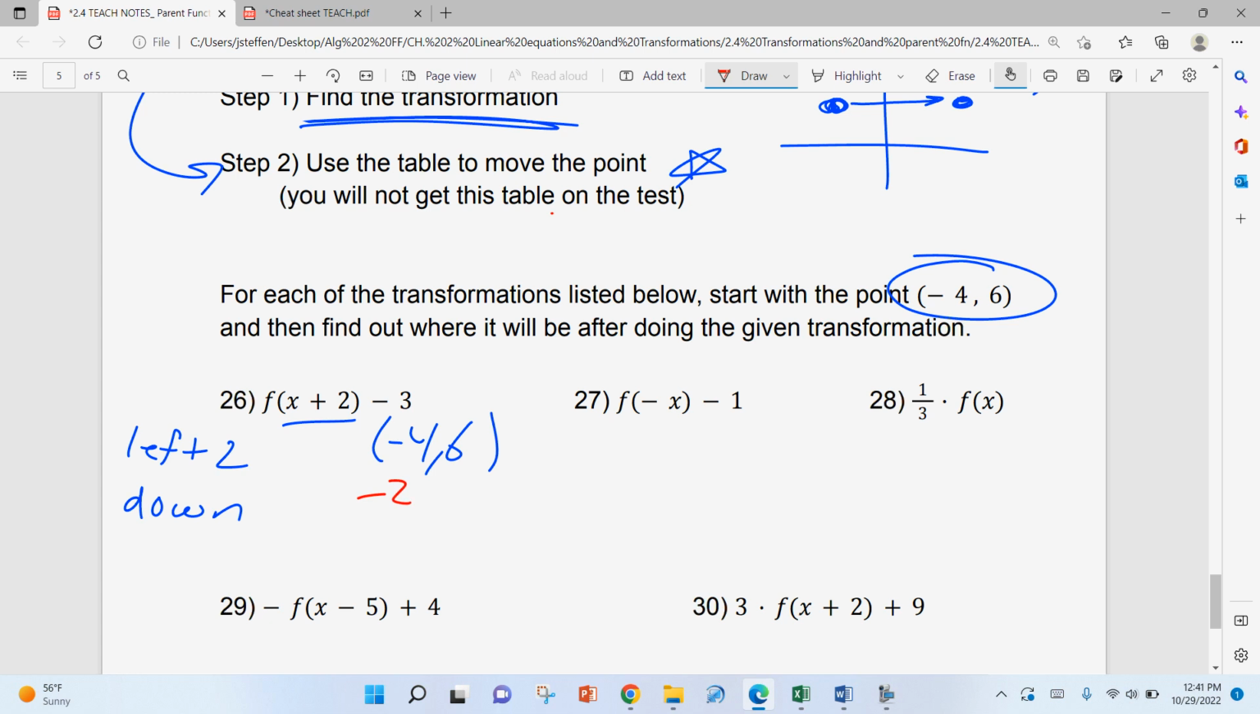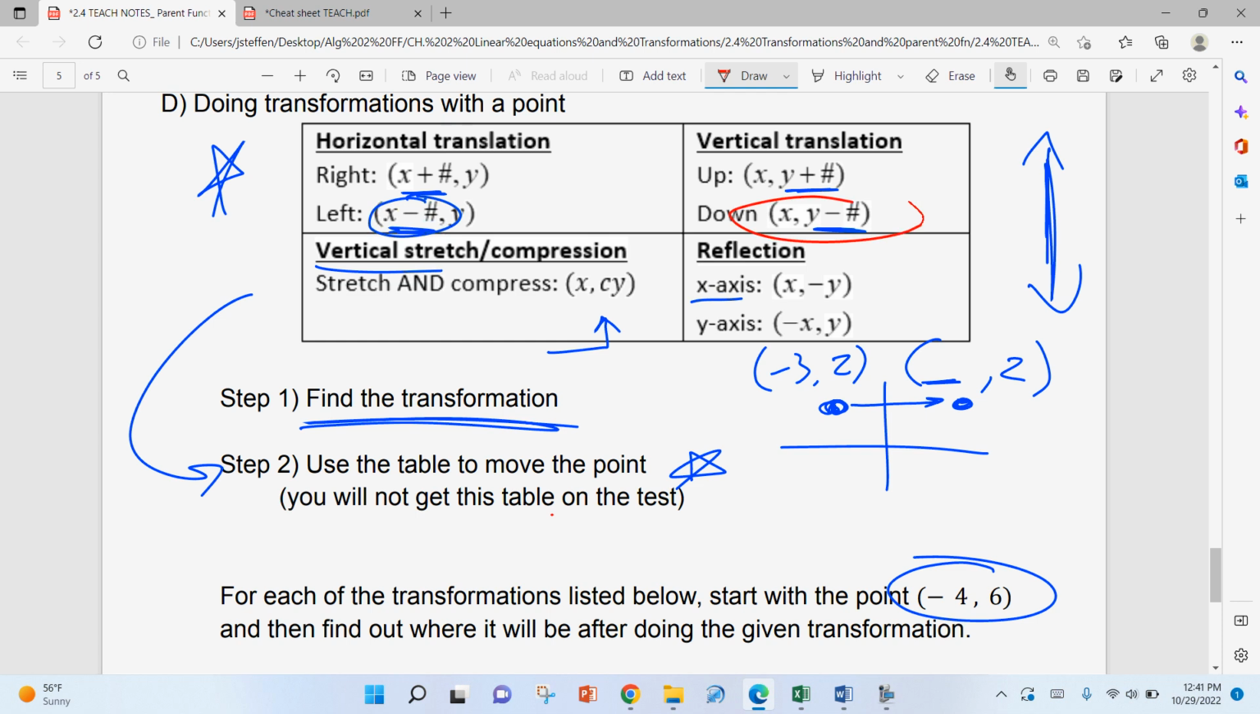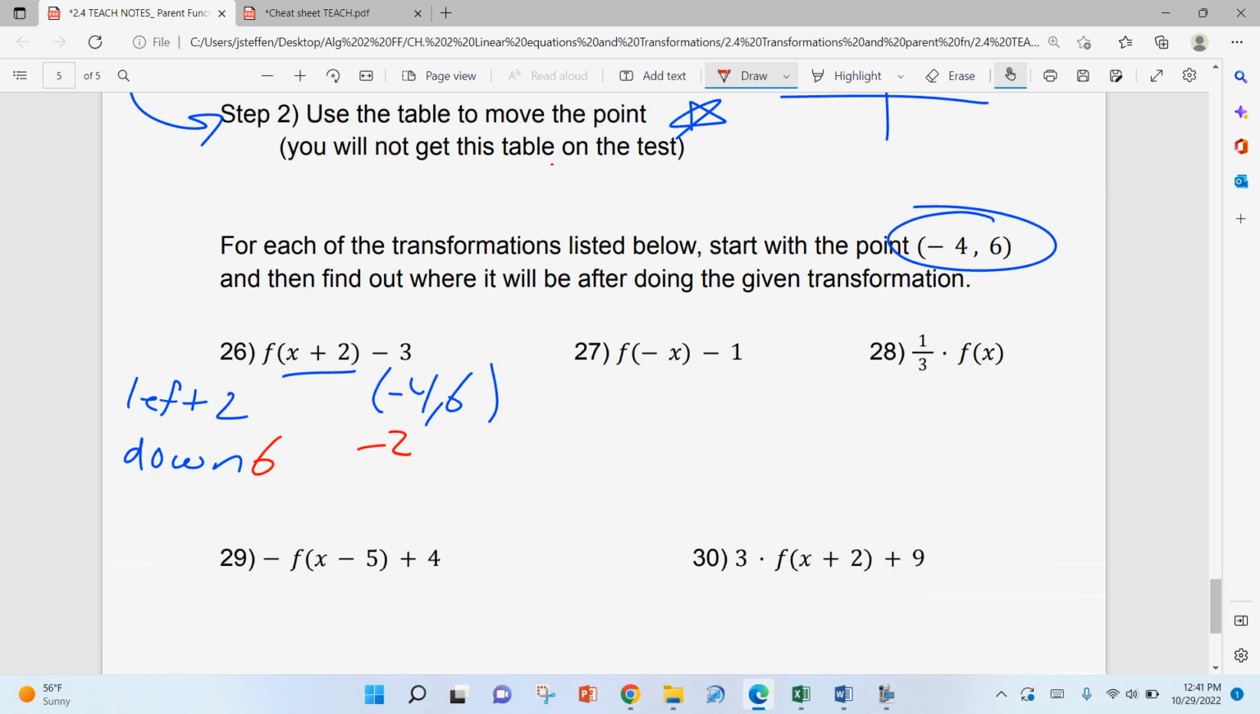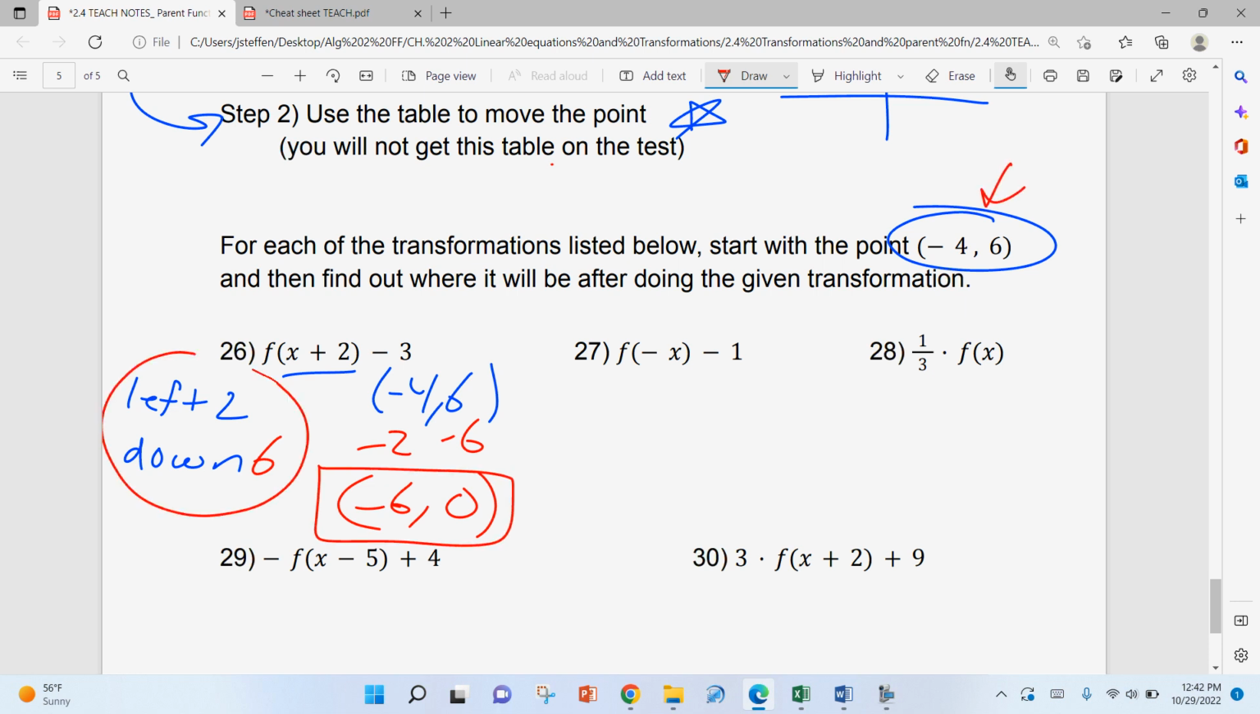So you're subtracting 2 from this one. Then you're going down 6. So if you go down 6, you're subtracting that from your y value. So now instead of -4, 6, you have -6, 0. -4 minus 2 is -6. 6 minus 6 is 0. So if you take that point, -4, 6, if you go left 2 down 6, you end up with -6, 0. That's where your ordered pair is. And if you want to check your work by using graph paper, you totally can.